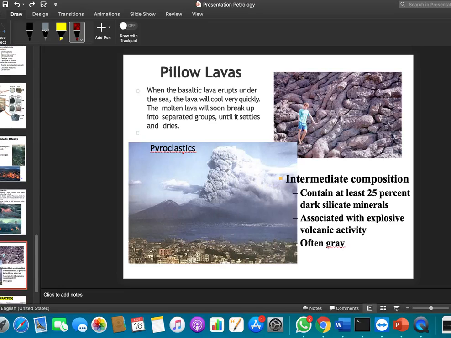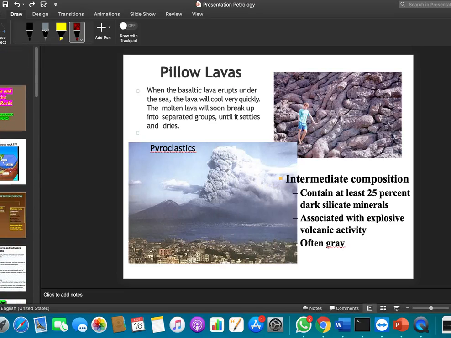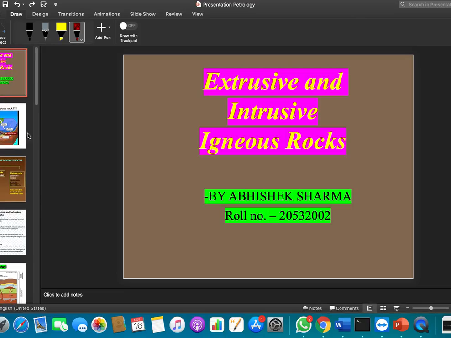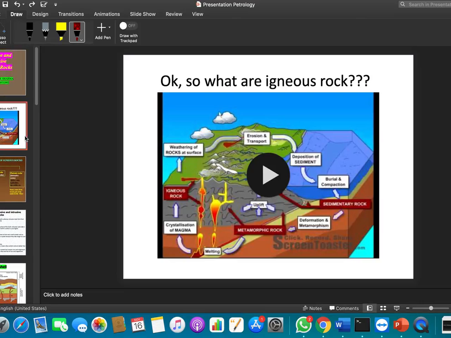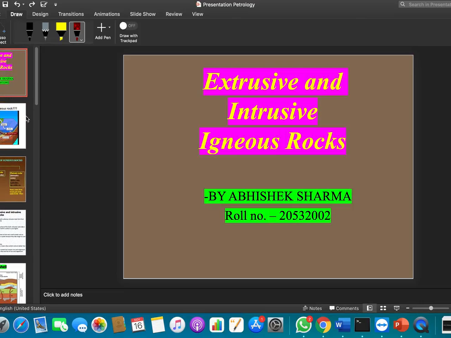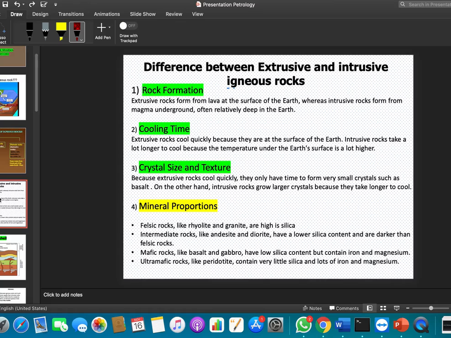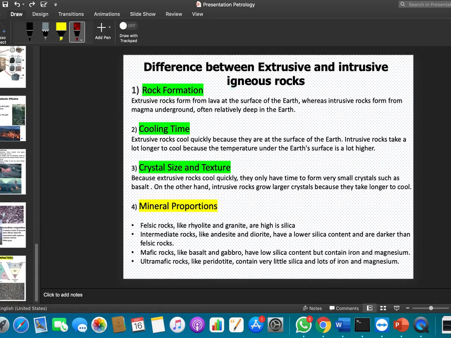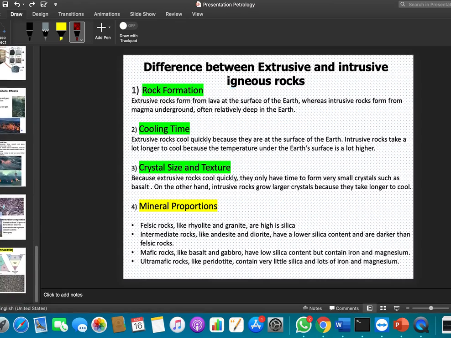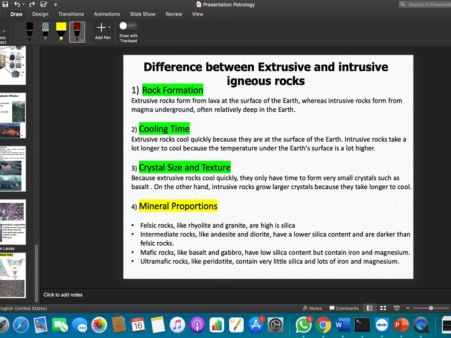This is a very basic description of that. This is a small presentation of extrusive and intrusive rocks, and this is my presentation, my extrusive and intrusive rock presentation of 21 slides. Thank you.